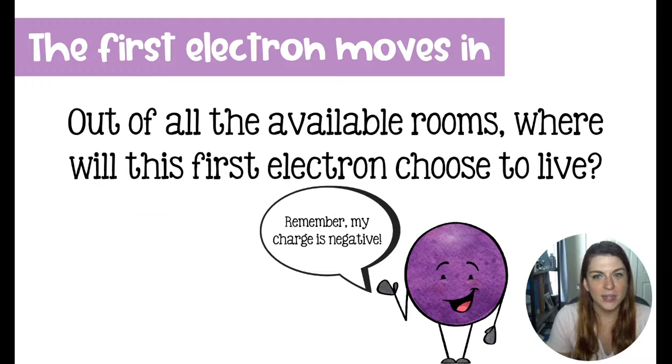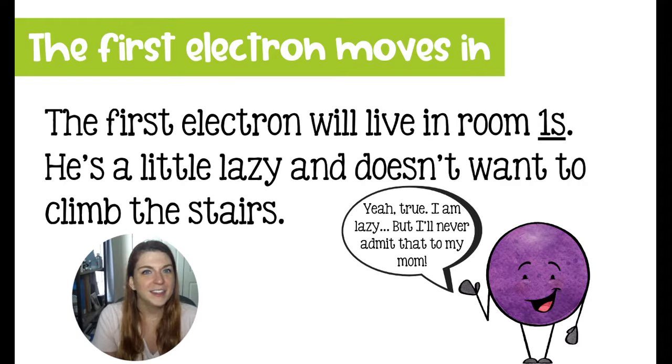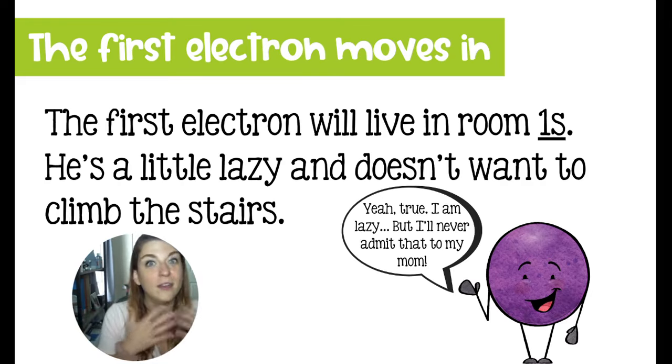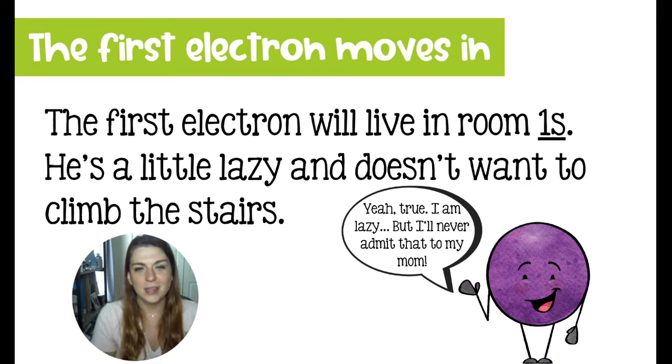We have the very first electron, and he gets to move into this building wherever he wants. And remember, the elevator is not installed, and the lobby is kind of the nucleus, so putting that information together, I'm sure you can guess where he wants to live. The very first electron is going to want to live in the 1s room. And this is because he's lazy and doesn't want to climb the stairs. But truthfully, it is because he is negative and the nucleus is positive and they're attracted to each other. Of course, he doesn't want to climb the stairs. He wants to be near that very attractive nucleus/lobby.